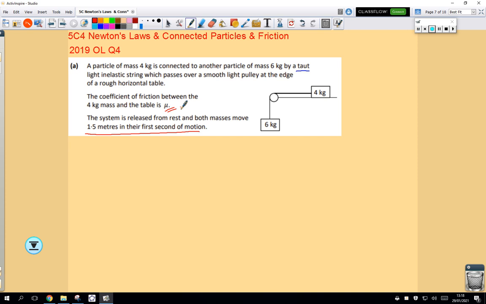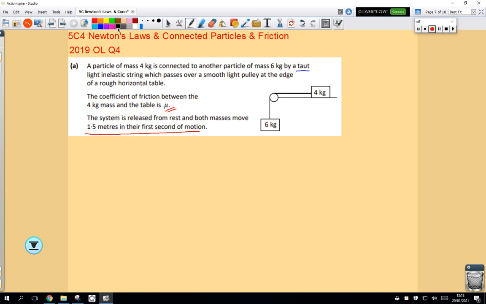It's given us lots of information in here. A couple of things to note. It tells us how far these things have moved in 1 second. We do know there'll be a constant acceleration because the force is constant. So we're going to figure out a few basic things.